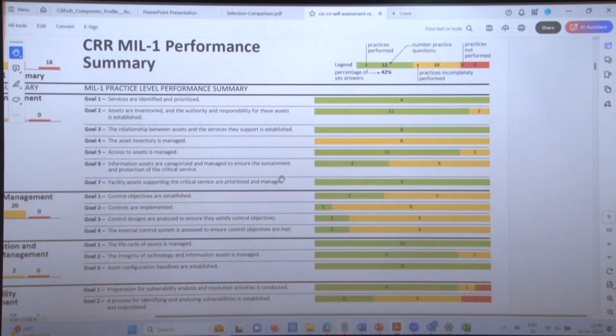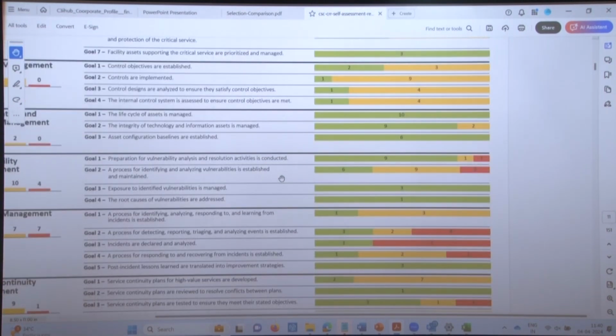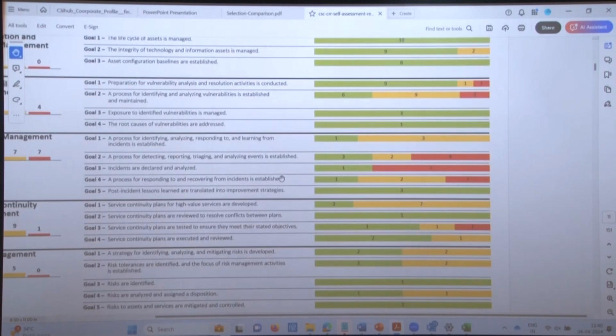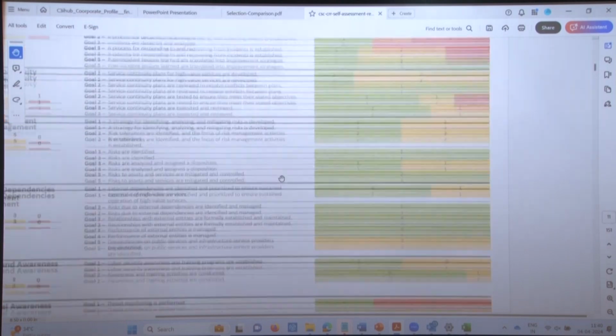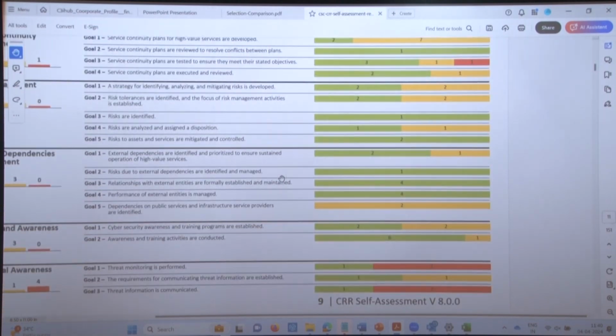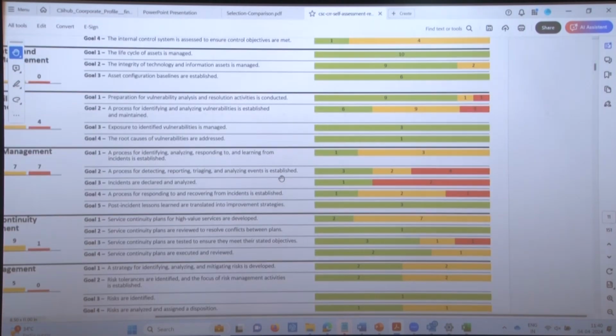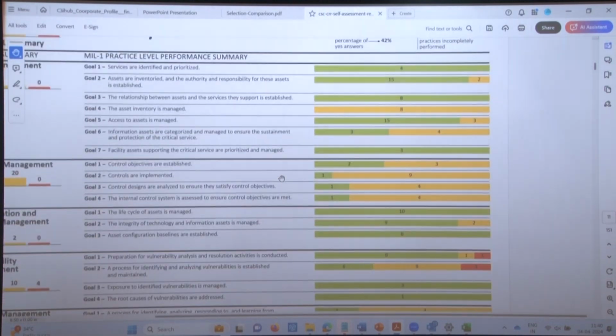So I actually see that we do not have a single goal which is green. Do we have? So none of the domains are green. So then the maturity level is actually zero.